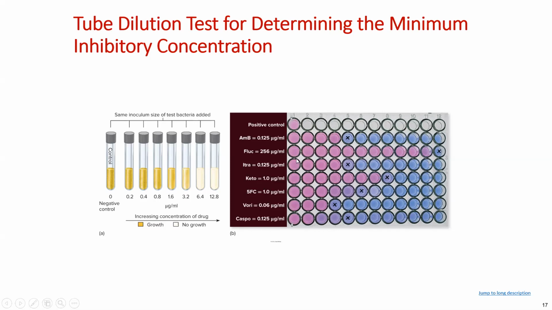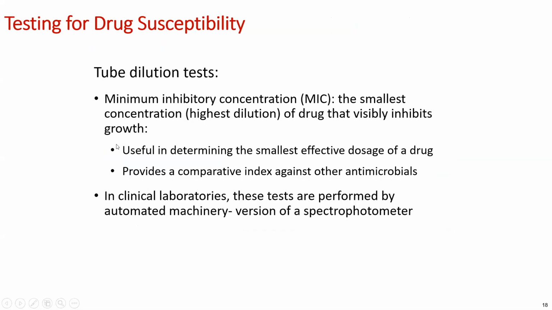So this gives us the most information. It tells us the minimum inhibitory concentration. It distinguishes bacteriostatic from bactericidal, and you can test multiple doses at the same time. Okay, this is just a slide that summarizes that.